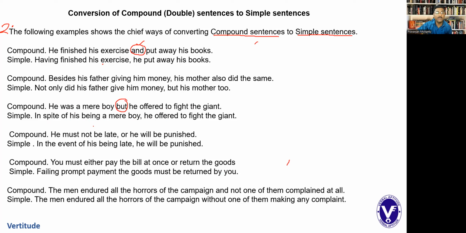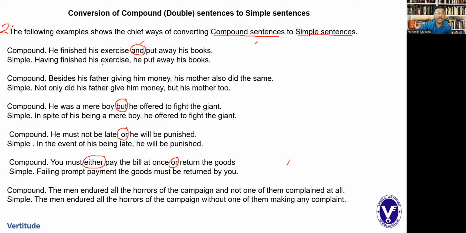He must not be late or he will be punished. In the event of his being late, he will be punished. Right? You must either pay the bill at once or return the goods. Failing prompt payment, the goods must be returned by you. So, one single sentence. Simple sentence.